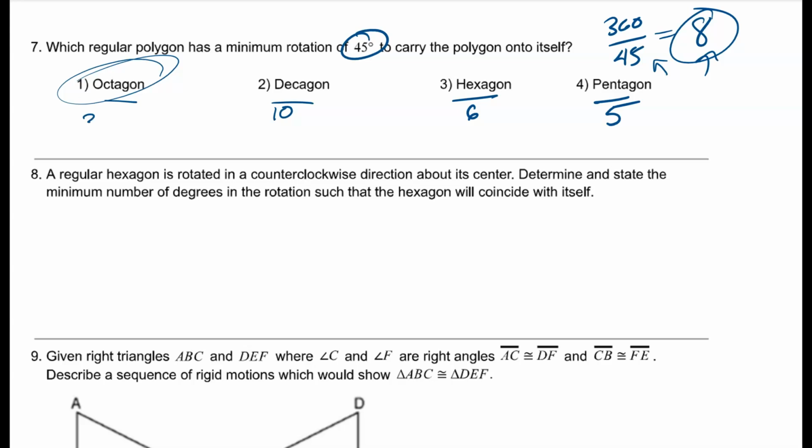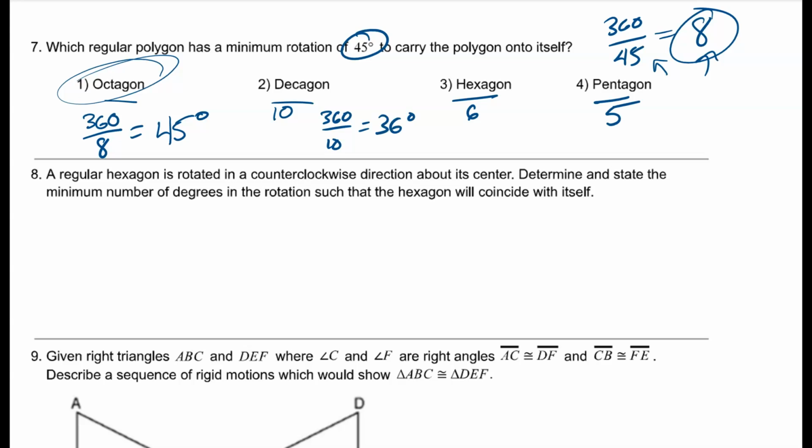If you're not quite sure, remember we could take 360 and divide it by the number of sides, and that's going to tell me the minimum rotation to get a polygon to map onto itself. So octagon here would be the best fit. If they told me it was something like 36 degrees, then I would be looking at a decagon, and so on and so forth.